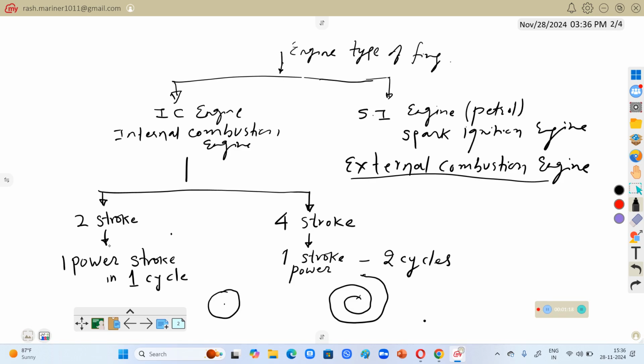In a two-stroke engine, there is one power stroke in one cycle. In a four-stroke engine, there is one power stroke in two cycles. If it starts from here, this is one cycle, and this is two cycles. So in two cycles there is one power stroke. First of all, we want to know what the cycle is.